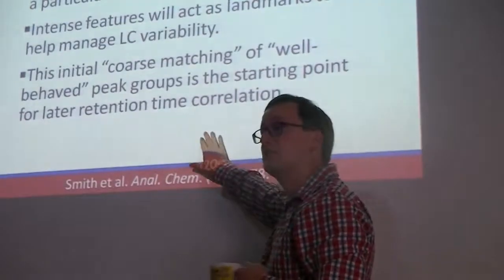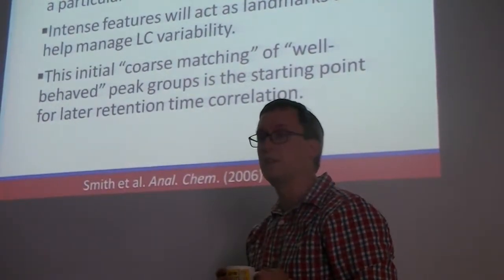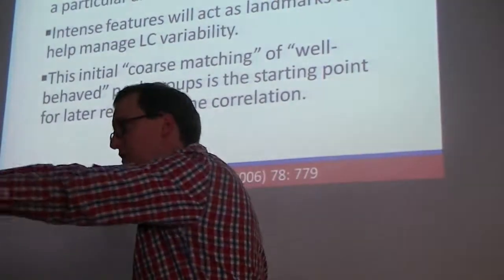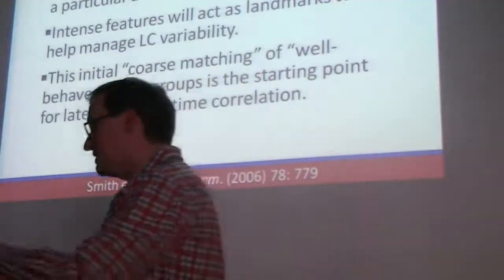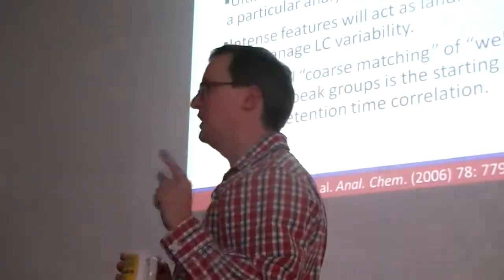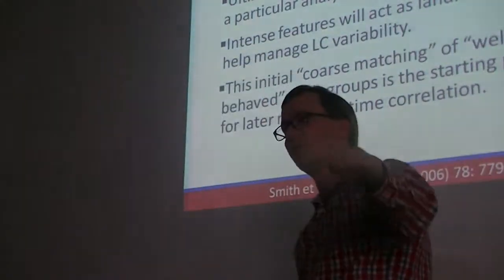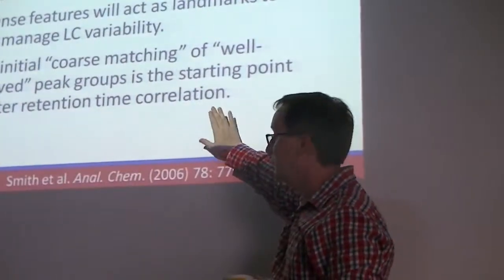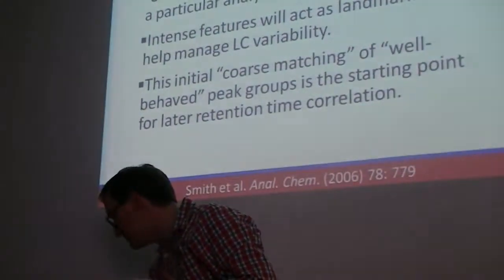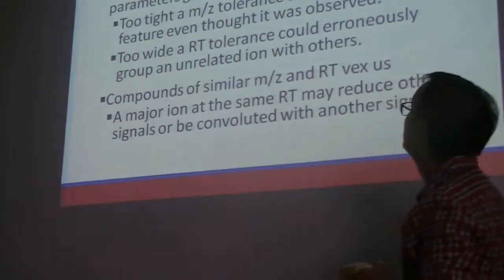At first, the software uses this coarse matching to say these are big landmarks on the plane of these experiments, and we can say that the big peak over here is the same as the big peak over there is the same as the big peak over there. This mapping among different samples produces a coarse match. But then we need to do more retention time correction, and this process is a fairly complex one.